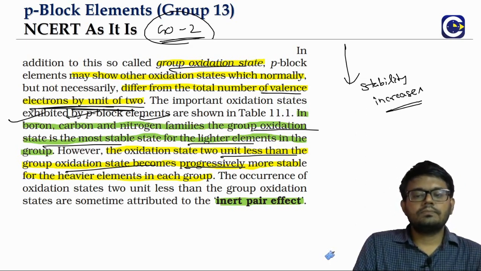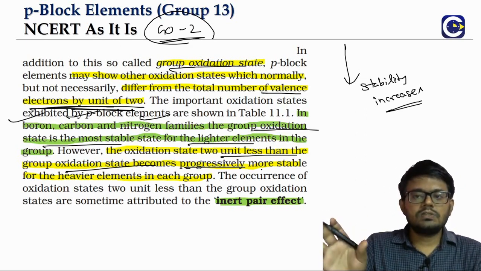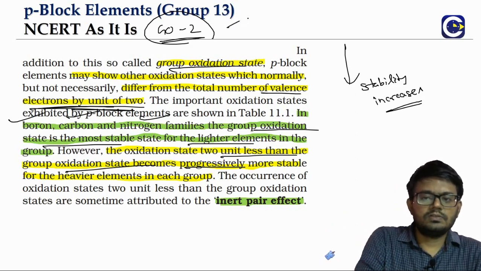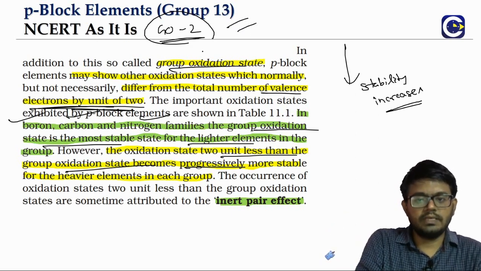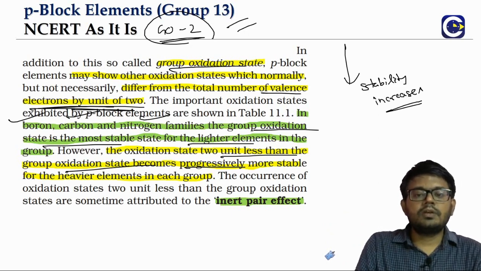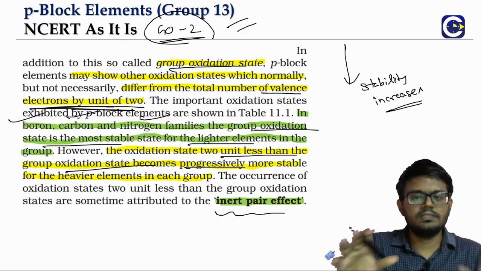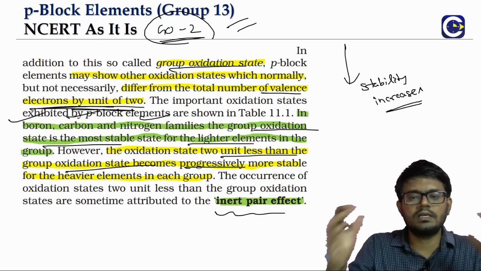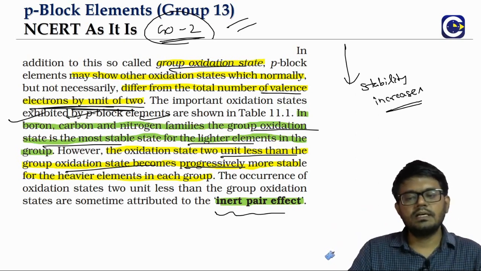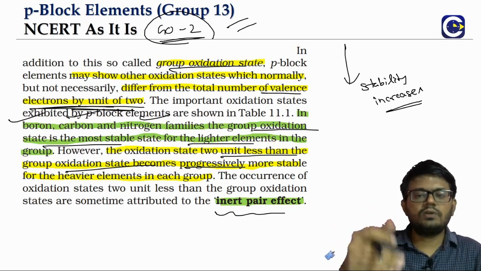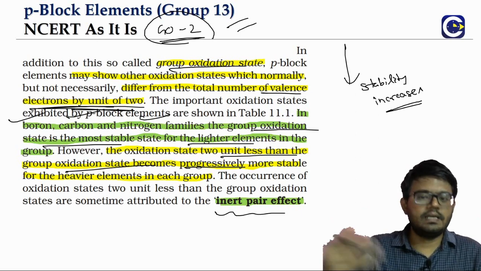The occurrence of this oxidation state of group oxidation minus 2 is mainly attributed to a concept called the inert pair effect. So what is the inert pair effect? We will talk about it. Here this is just the introduction. We are looking at the important terms and things that are involved, but each of these aspects we will analyze as we go on.